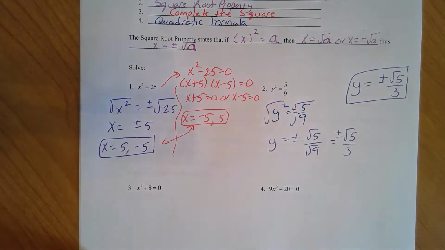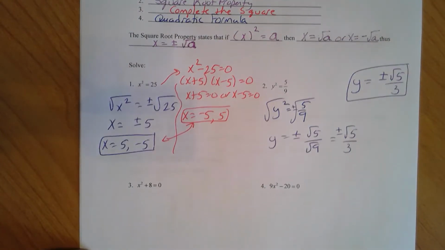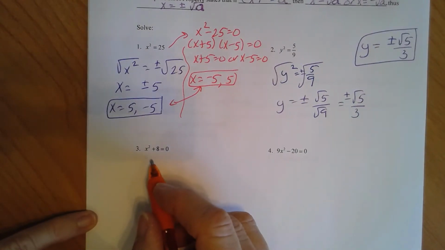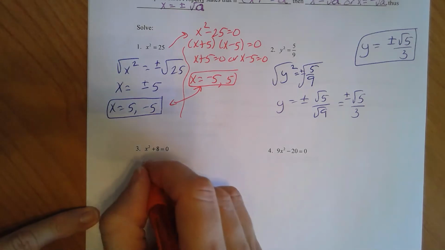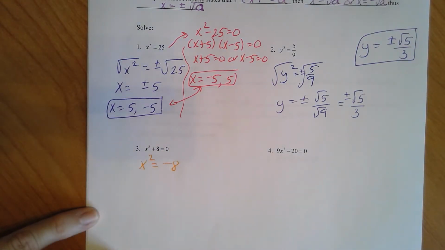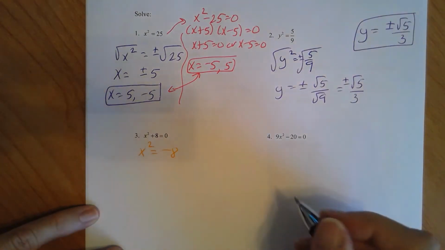So looking at number 3, we have x squared plus 8 equals 0. Well, we can't factor that, so factoring is out. So let's talk about the square root property. If I subtract the 8, I get x squared equaling negative 8. So it does fall under the category of being able to use the square root property.